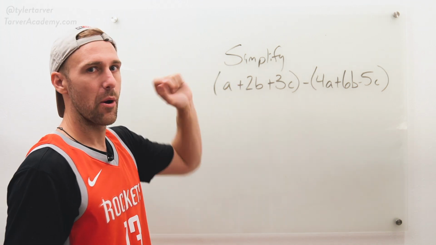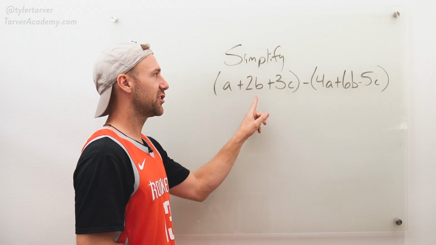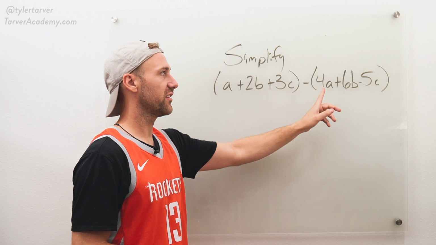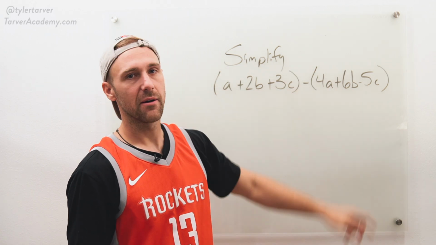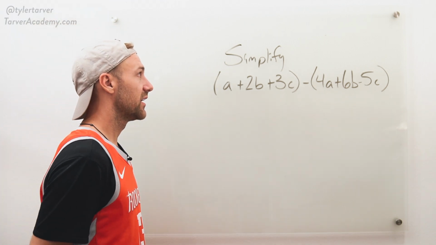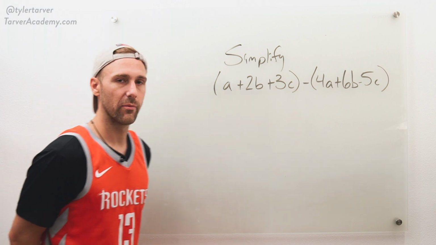So today's equation, problem of the day, we are simplifying (a + 2b + 3c) - (4a + 6b - 5c). Okay, so pause this, give this a shot, and then we'll work it together. All right, cool, here we go.